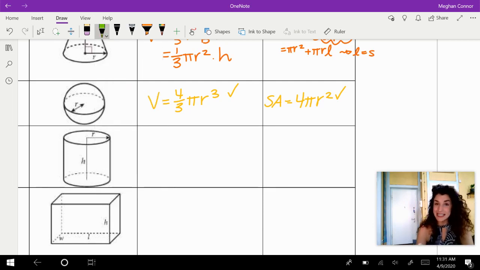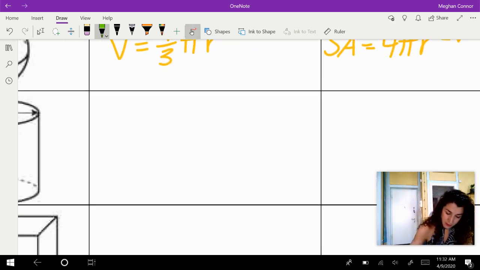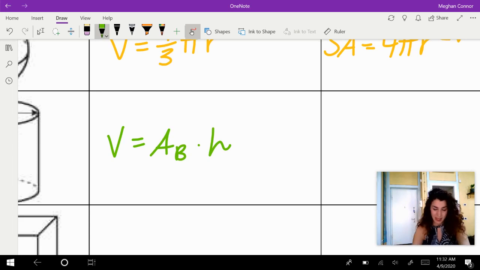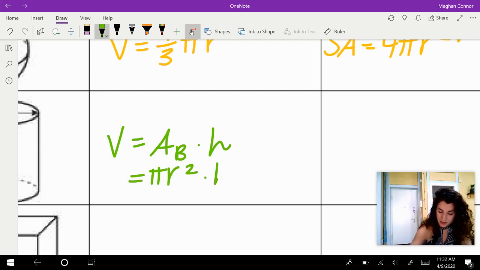It is the same as any prism because a cylinder is just a circular prism. The volume of your cylinder is the area of the base times the height. The area of your base is pi r squared times your height. So I think in your formula packet, it's pi r squared h, where r is the radius of your base, and it's just the area of your base times your height. That is in your formula packet.